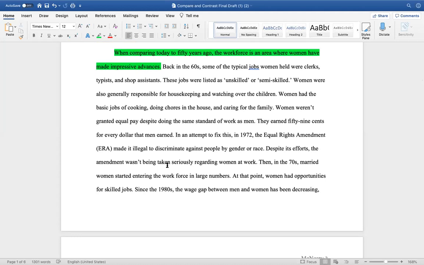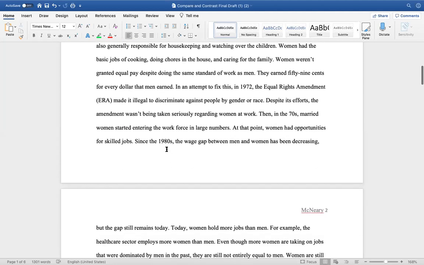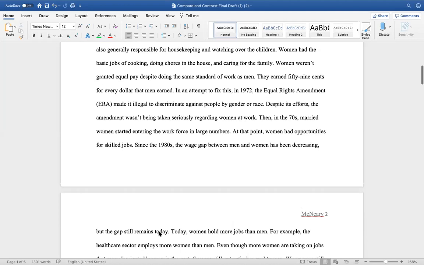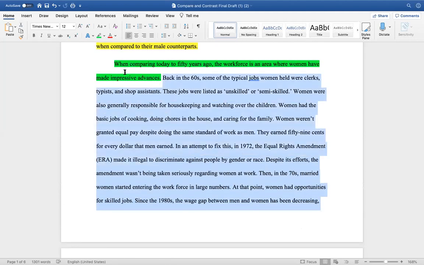Then in the 70s, married women started entering the workforce in large numbers. At that point, women had opportunities for skilled jobs. Since the 1980s, the wage gap between men and women has been decreasing, but the gap still remains today. What I want you to notate is that this entire section, they're not only explanations for the topic sentence, but it's all about the past.